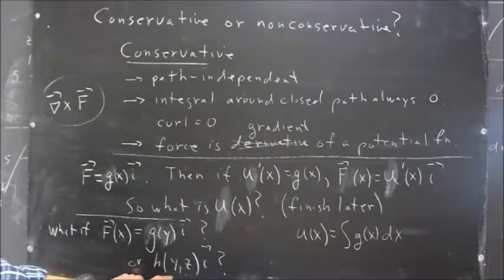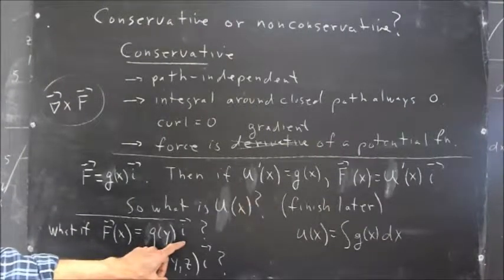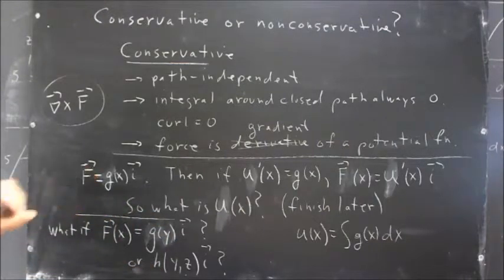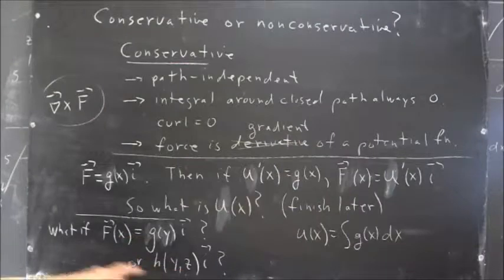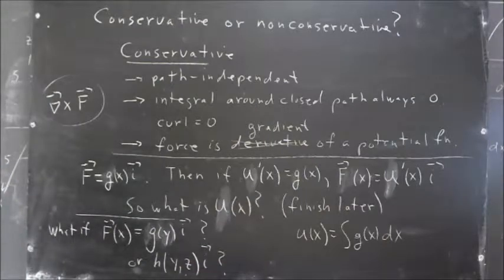Okay? And the same thing if h is a function of y and z. As long as the coefficient function of i has no x dependence, but it has a y and or a z dependence, you're not going to be able to derive a potential function. You're going to end up with a contradiction. Okay, that should do it for today.